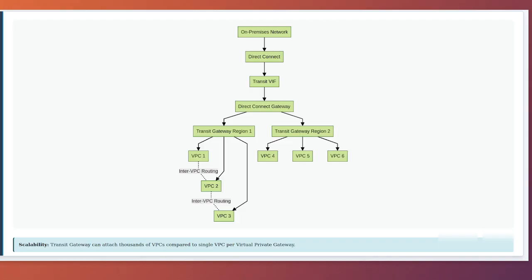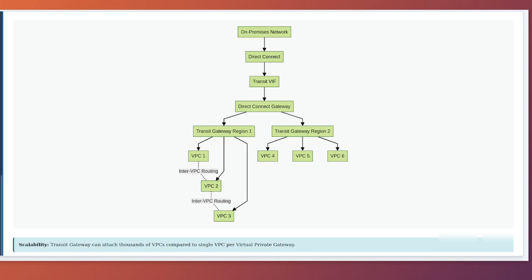When you advertise routes from your on-premises network to AWS via Transit Gateway, you can control route propagation to individual VPCs. You might advertise your entire on-premises network range to some VPCs, but only specific subnets to other VPCs, implementing network segmentation and security policies.